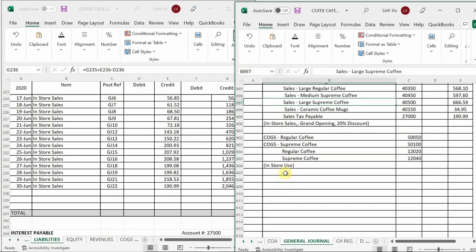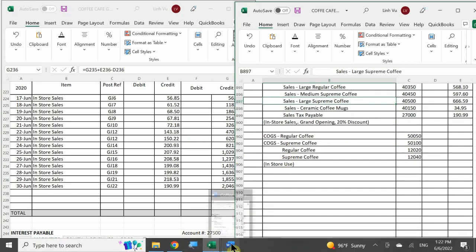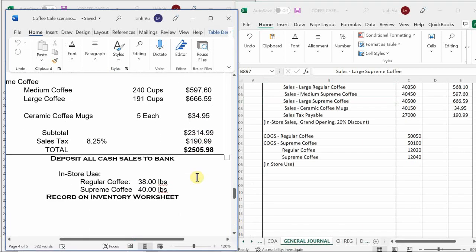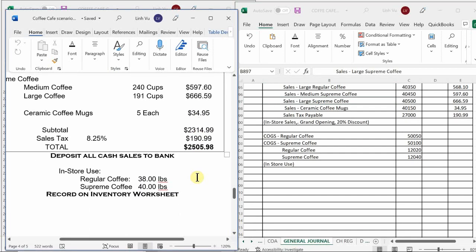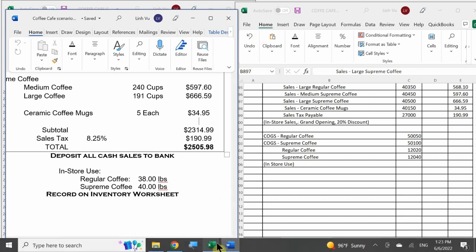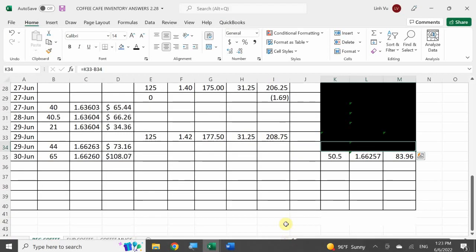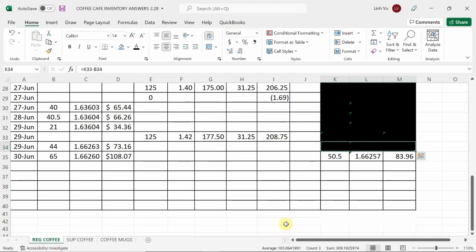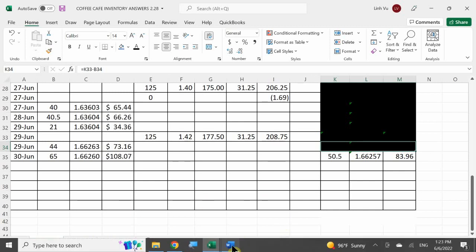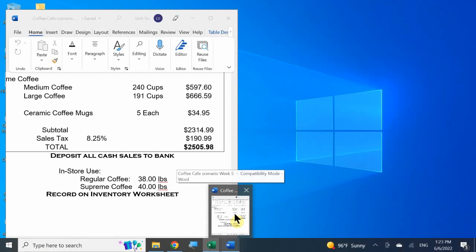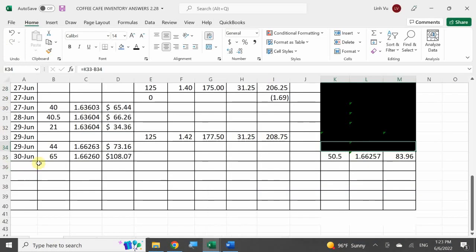So the last thing we've got to do is update my inventory. Okay? In this case, we used 38 pounds of the regular coffee and 40 pounds of the supreme coffee. Okay? So, inventory worksheet. We used 38 pounds of the regular coffee and 40 pounds of the supreme coffee.